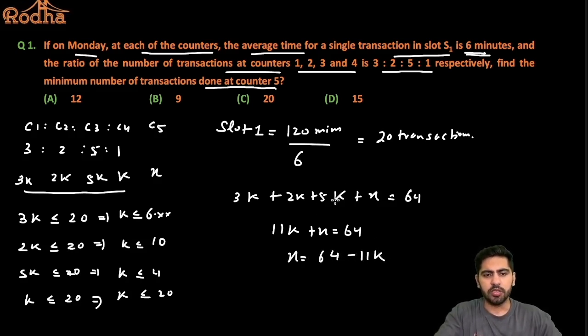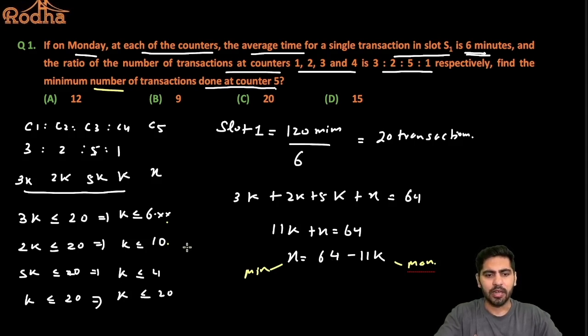Now, the question says find the minimum. I want to find the minimum number of transactions done at counter number 5. So if I want to minimize X, then can I say I should try to maximize K? And if I'm trying to maximize K, what is the maximum possible value of K that I can take here? Can I take K as 10? No, not possible. Can I take K as 6? No, not possible, because it will come out to be negative, which is not possible.